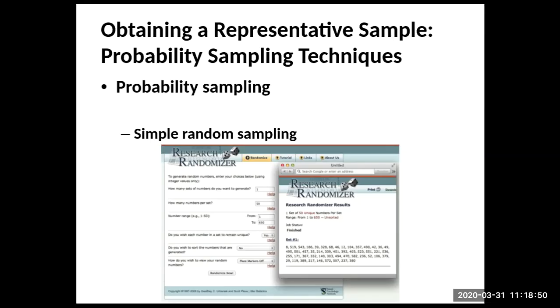You can see this for simple random sampling, right? This could be if we obtain one of those documents of Democratic voters in Texas or something like that. And so looking at set number one, we see 8, 519, 543, 186. So whoever's names are next to those numbers are the ones that we will contact for the poll. And so this is what we call simple random sampling. We can simply randomize or just randomly pick people.